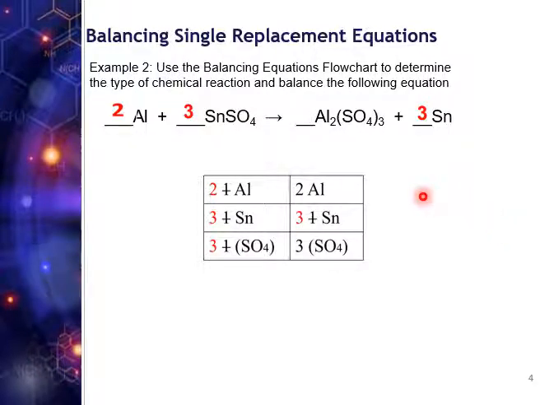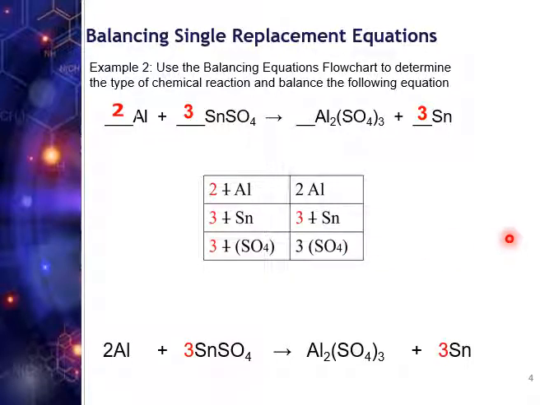Now the equation is balanced. There are 2 aluminum atoms on both sides, 3 tin atoms on both sides, and 3 sulfates on both sides. The final correct answer is 2 aluminum atoms plus 3 molecules of tin-2 sulfate will produce aluminum sulfate plus 3 atoms of tin.